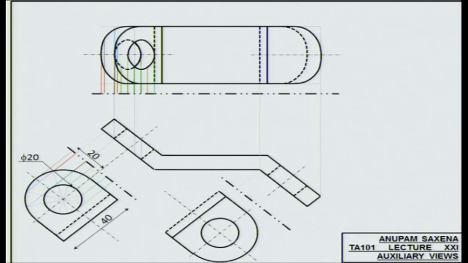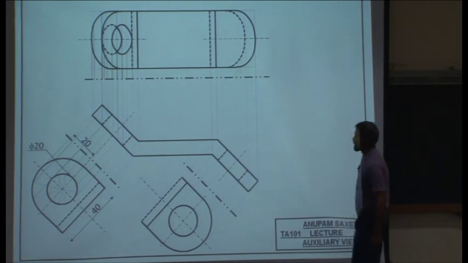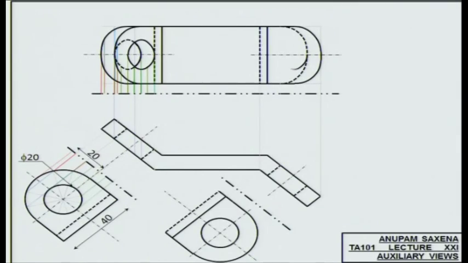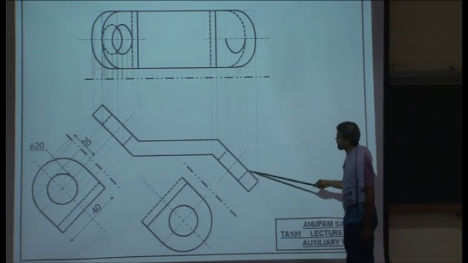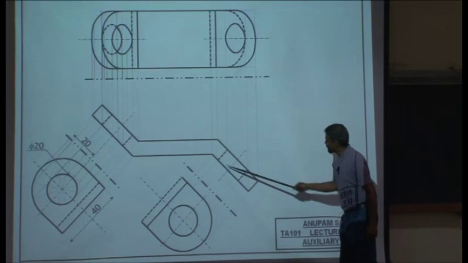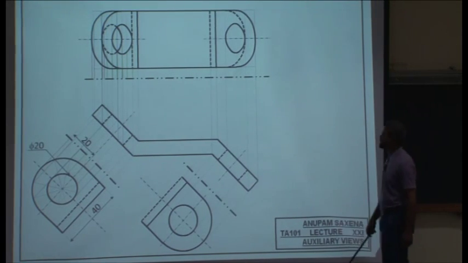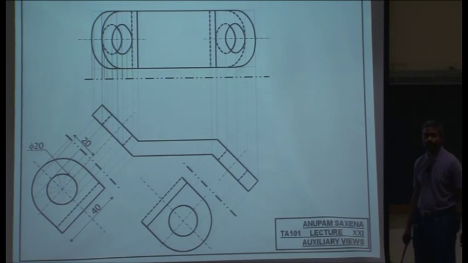How about the circles or circular voids? Same thing. The void on this face is going to be visible. The void on this face, a part of it is going to be visible, a part of it is going to be hidden. So this part is visible, this part is hidden. Okay?